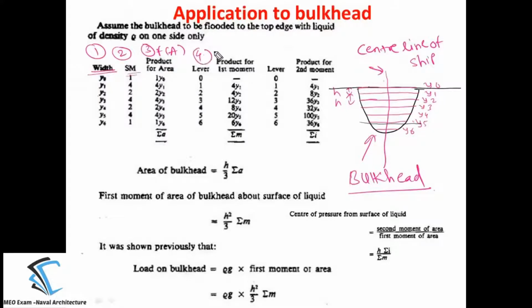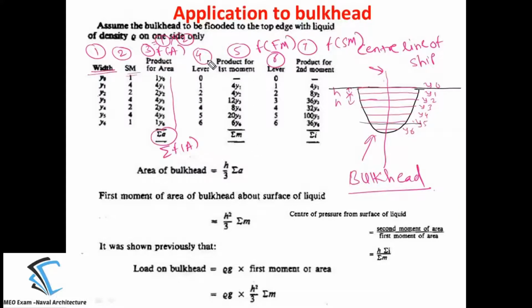Column number 4 is a lever. Column number 5 is the function of first moment. Column number 6, once again, we have taken the lever here. Column number 7 is the function of second moment. Column number 3, the function of area, you will get by multiplying column number 1 and column number 2. So this is the summation of function of area.